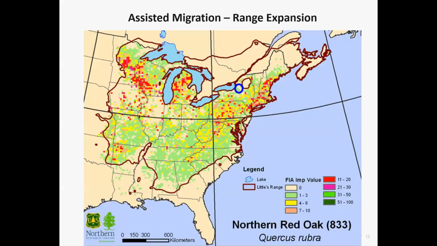And so this is the distribution map for northern red oak. You can see the Tug Hill area outlined in blue. As I mentioned, we assisted this species in moving. Red oak is not found on the Tug Hill region, but it is found approximately 10 miles away in the Black River Valley. And so we essentially assisted its movement into the Tug Hill for climate adaptation reasons.